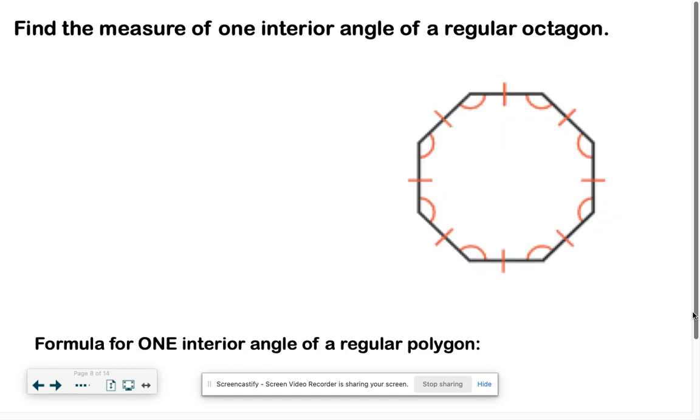Okay, so this next one wants us to find just one of those angles in a regular octagon. So if you kind of forgot what regular means, it just means that all of your angles and sides are the same. So all of these angles are the exact same in here. And we just want to find what one of them would measure. So first, let's figure out how many degrees are in an octagon. So we're going to plug into our formula 8 minus 2 times 180. See what we get for that.